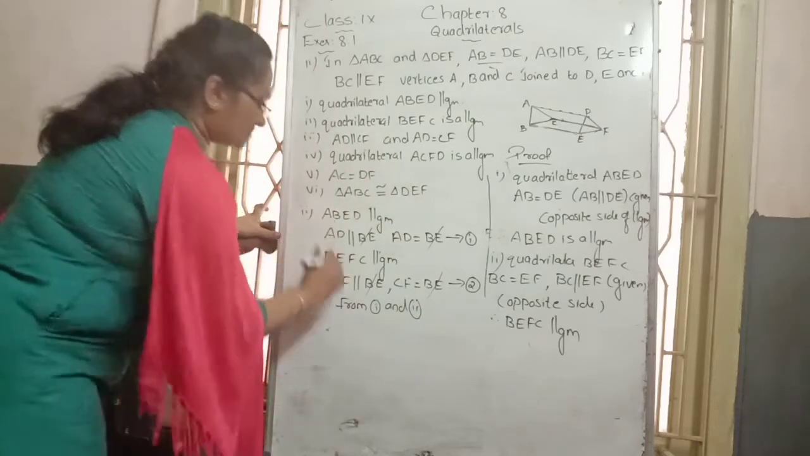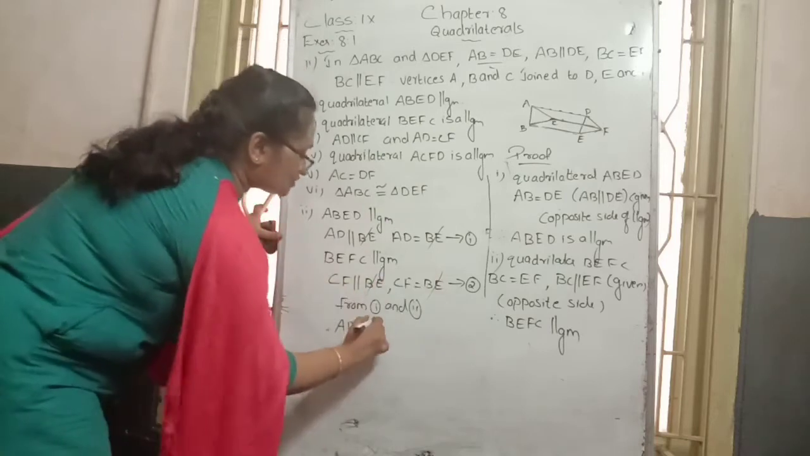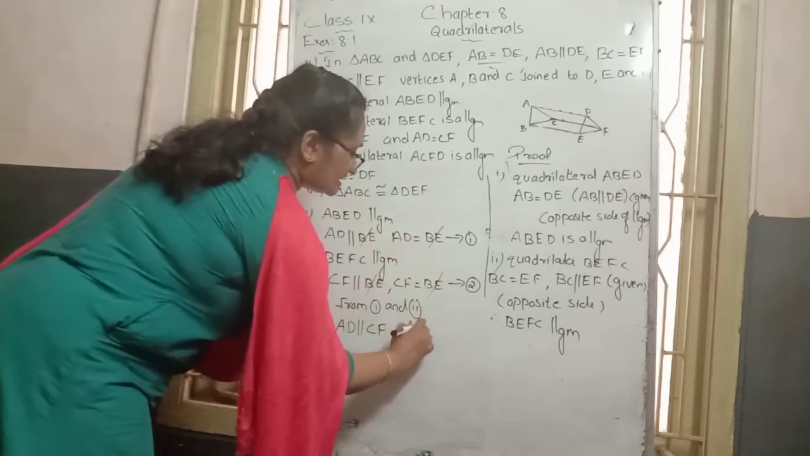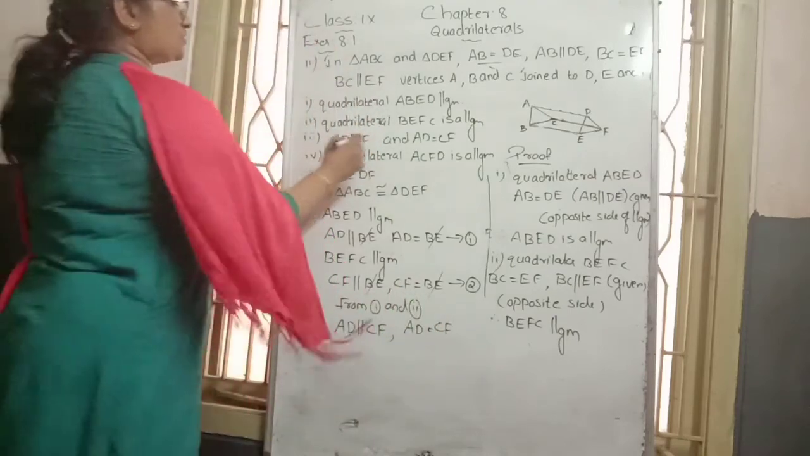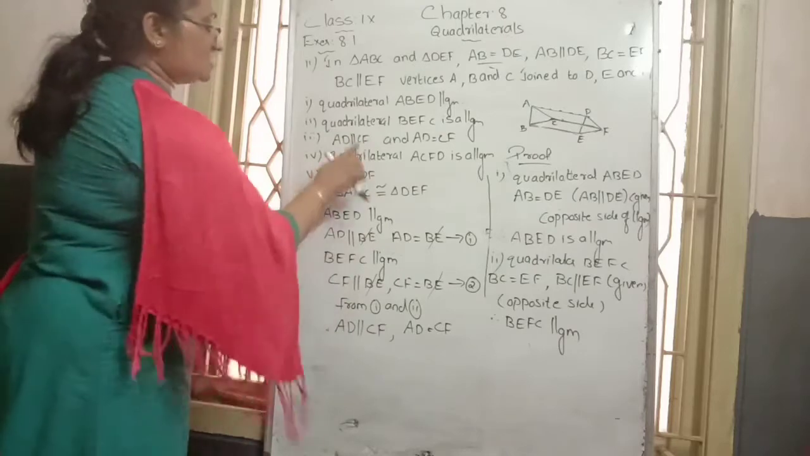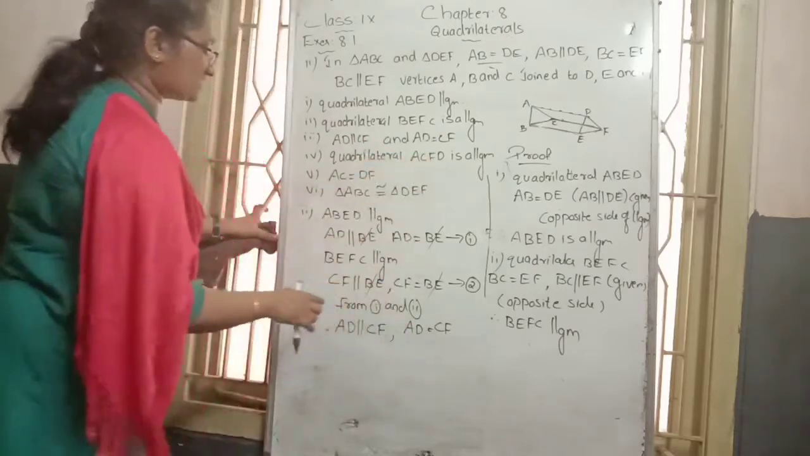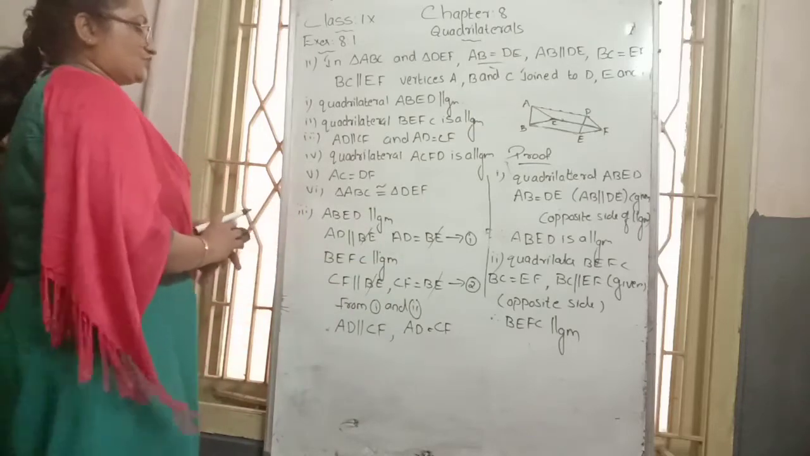Remaining, which side from here? AD side is parallel to, from the second equation, which part is remaining? CF. That means AD is equal to which side? EF side. We prove that AD is parallel to CF and AD is equal to CF. That is our third case. So third case completed. Next, the fourth case.